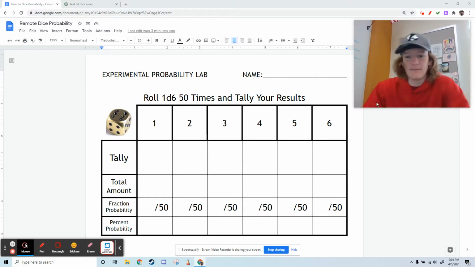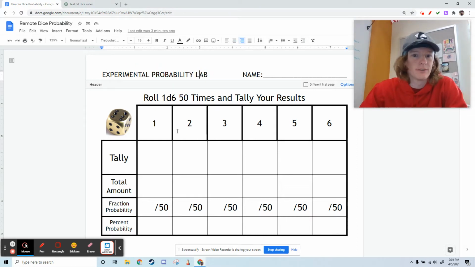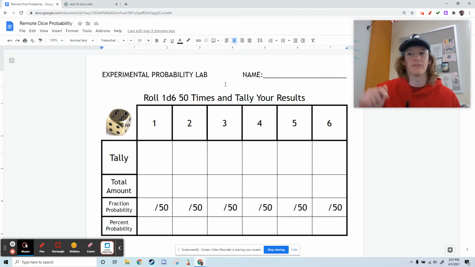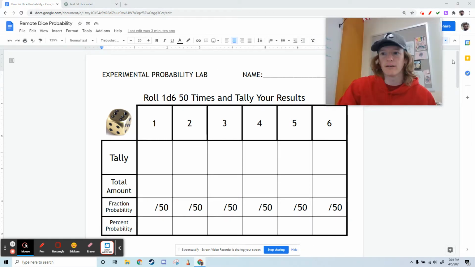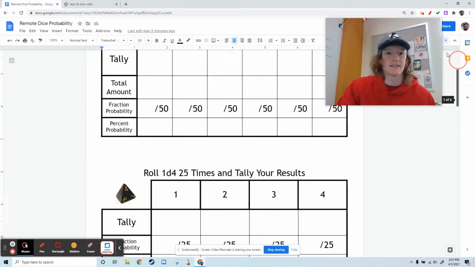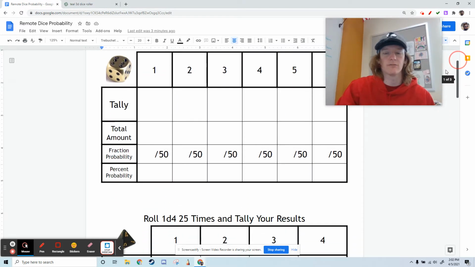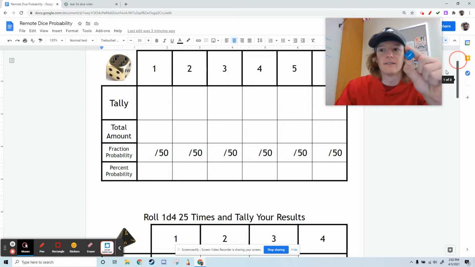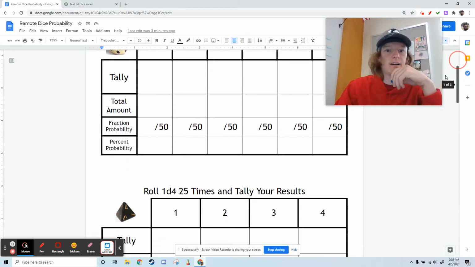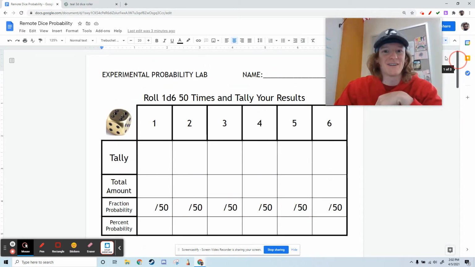So what we're going to be doing in this section is we're going to be practicing. We're going to do a lab. We're going to do an experimental probability lab. So you will have your own copy of this document. There's 2 pages, and what we're going to do is we're going to roll some dice. For the first section, we're going to roll a 6-sided die, 1 through 6. We're going to do it 50 times.